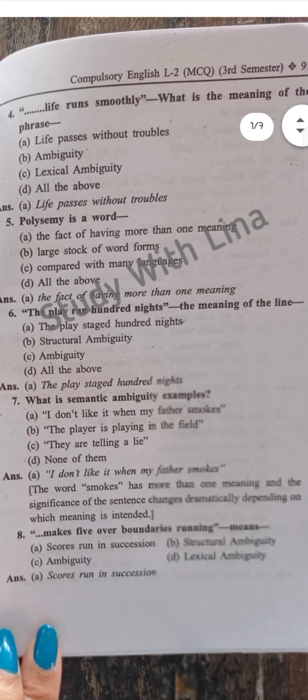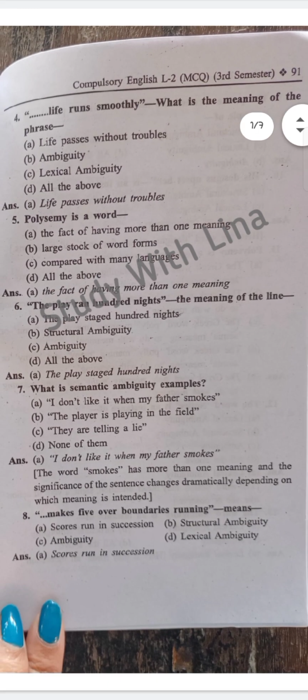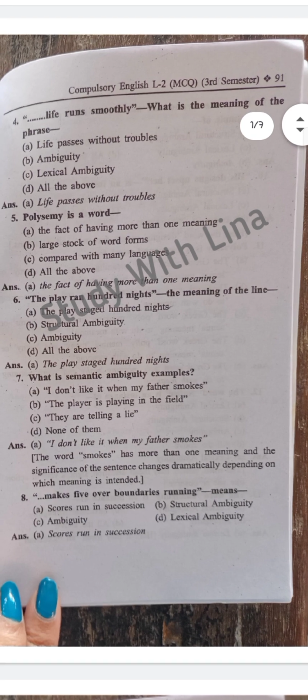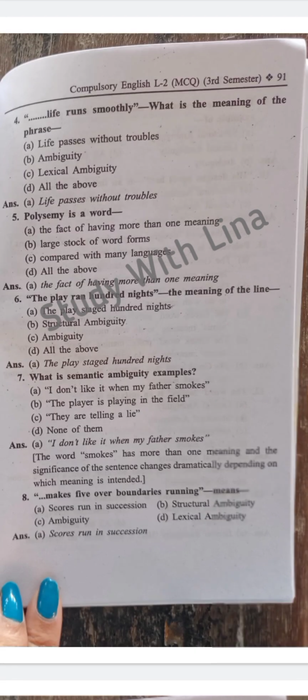Life runs smoothly. What is the meaning of the phrase? Life passes without trouble. Polysemy is the fact of a word having more than one meaning. The play ran 100 nights. This means the play was staged for 100 nights.